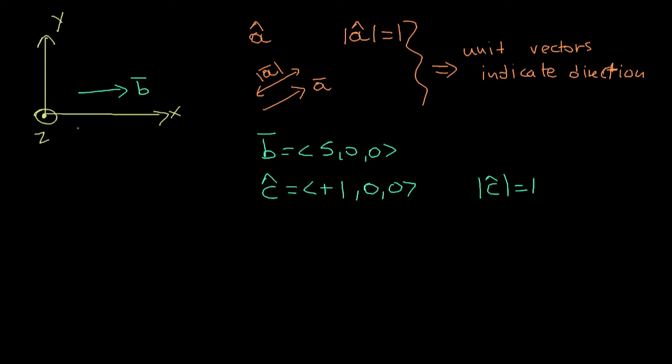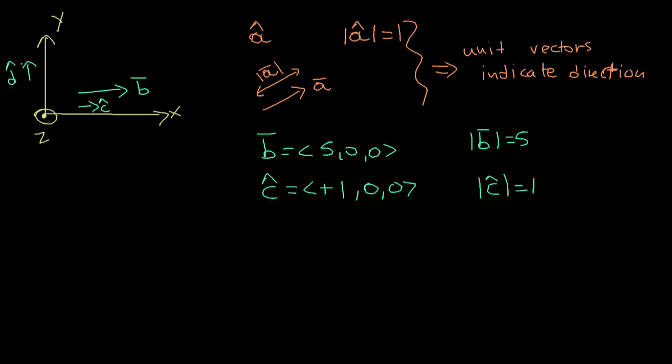This unit vector that points in the same direction as vector b will have to be 1, 0, 0. And this is a unit vector that indicates the direction of vector b. Both of them point in the same direction. The difference is that the unit vector c hat has a magnitude of 1, whereas the vector b has a magnitude of 5.